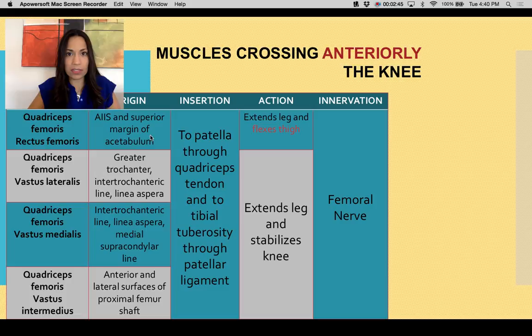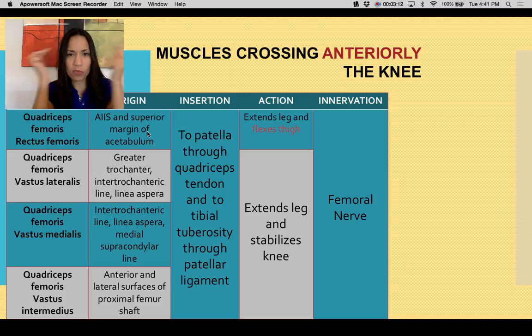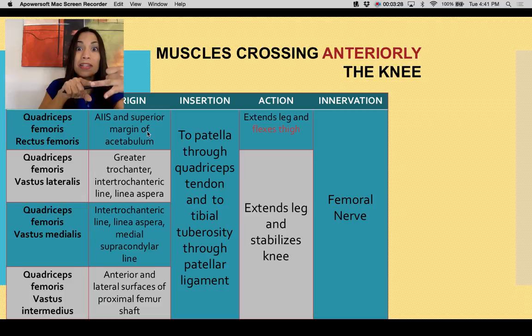It's going to have actions on the thigh. What do you guess if it's crossing the hip joint anteriorly? Flexion of the thigh at the hip. And if it's crossing the knee joint anteriorly, it's going to extend the leg at the knee. Okay, so that's the tricky thing that we need to keep in mind. All of them extend the knee. The four heads of the quadriceps muscle, the four of them extend the leg at the knee. And only the rectus femoris can flex the thigh at the hip.